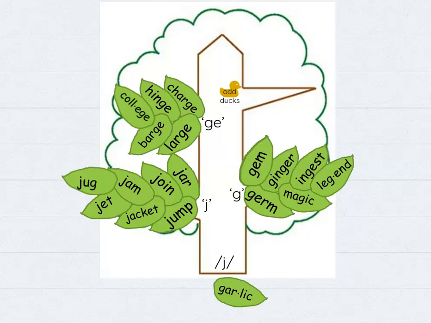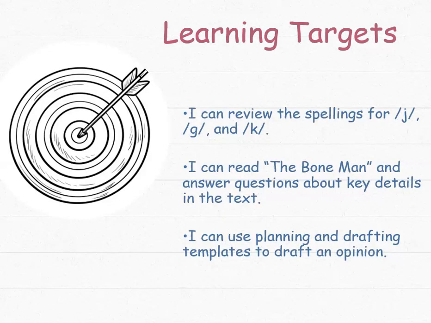The G in this word represents the G sound. I just threw that one out there to try to trick you. It does not belong on our J spelling tree. Let's review our learning targets again. I can review the spellings for J, G, and K. I can read The Bone Man and answer questions about key details in the text. I can use planning and drafting templates to draft an opinion.